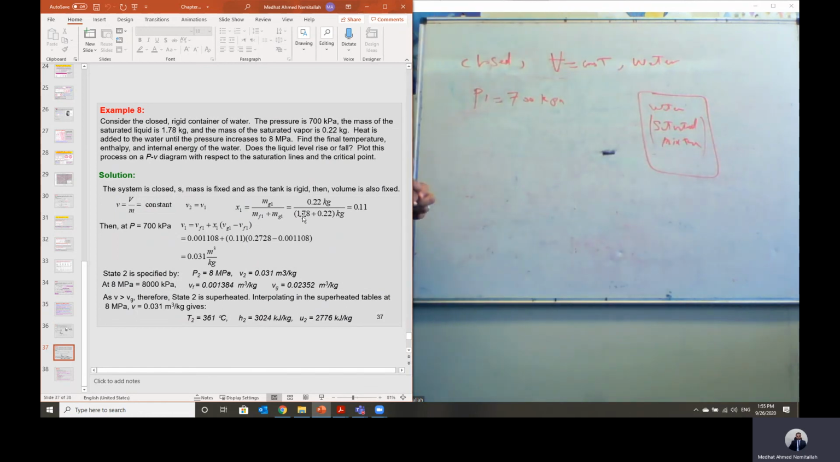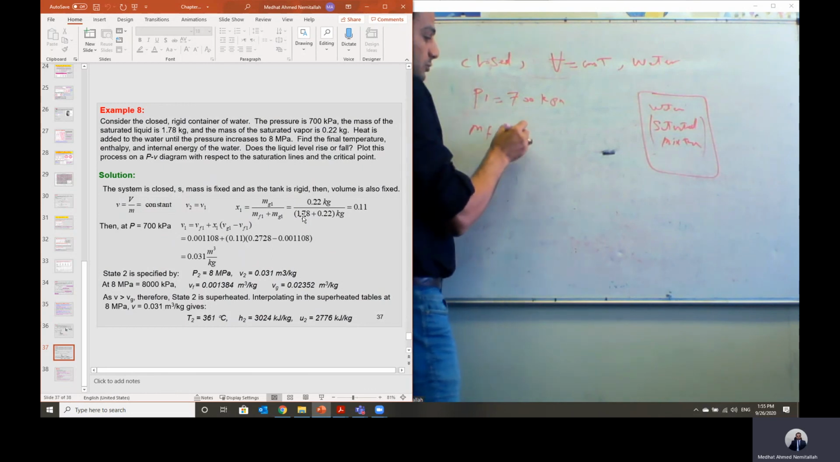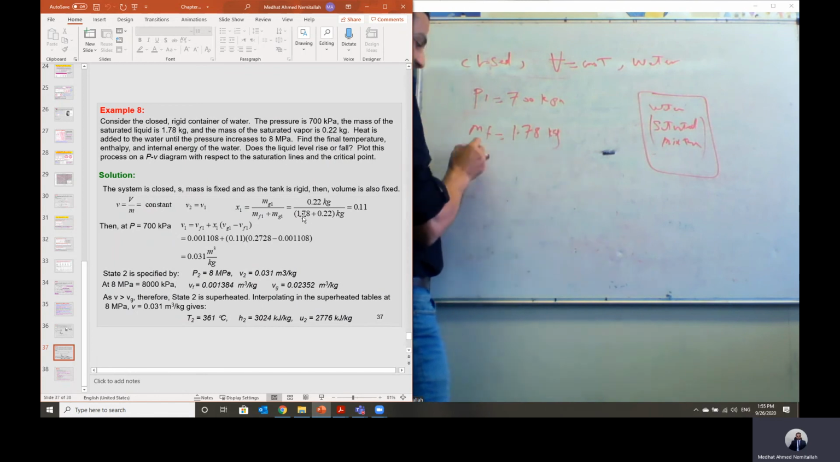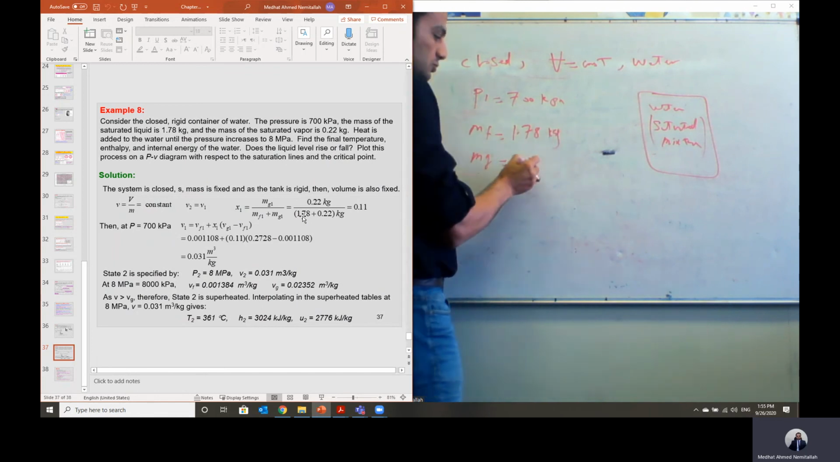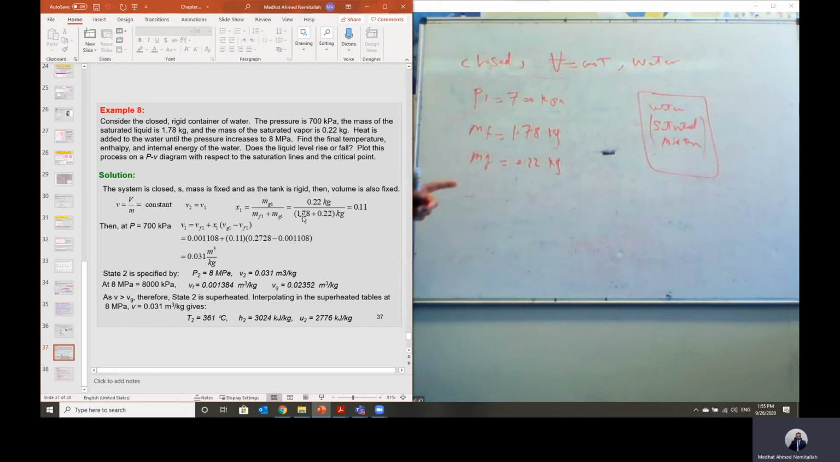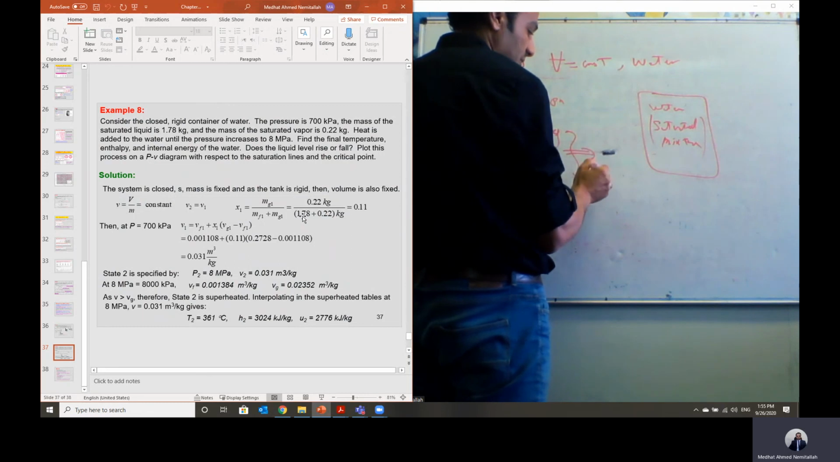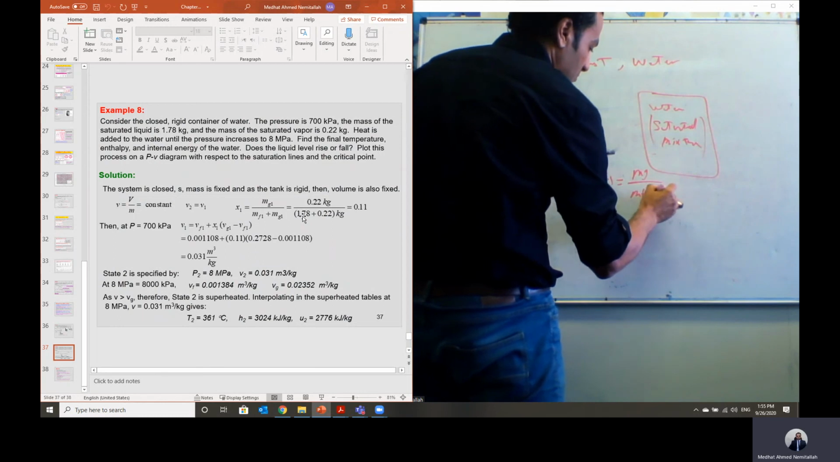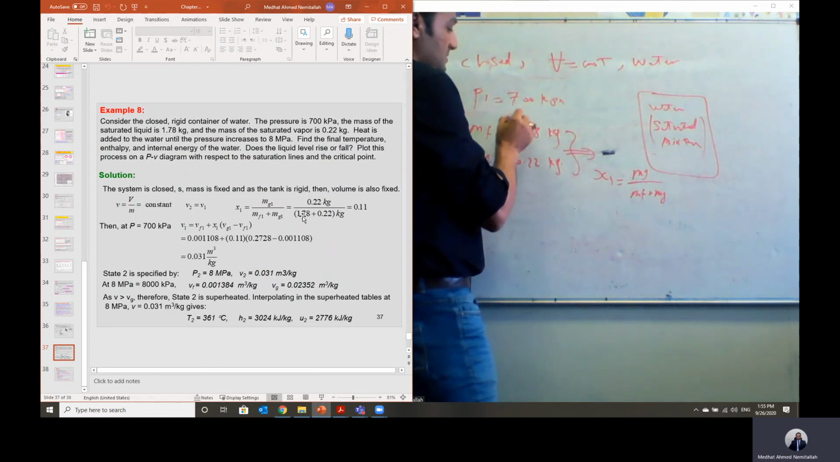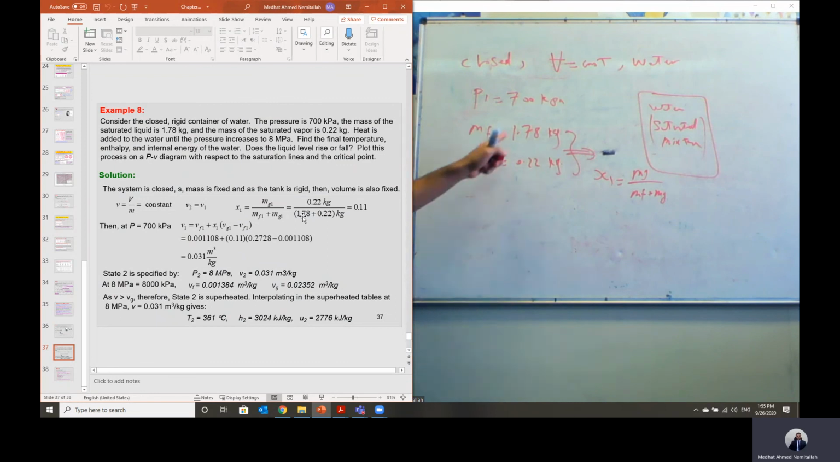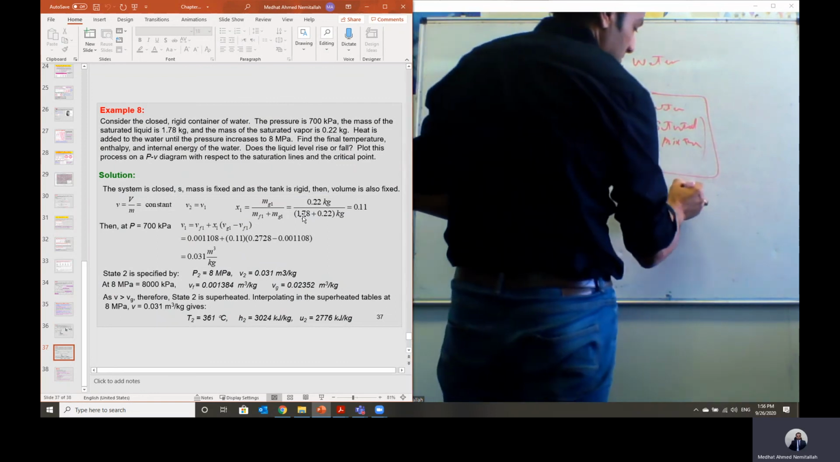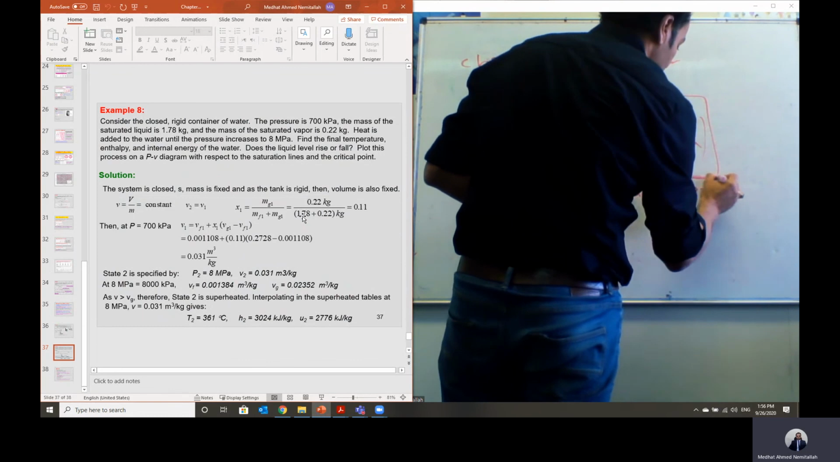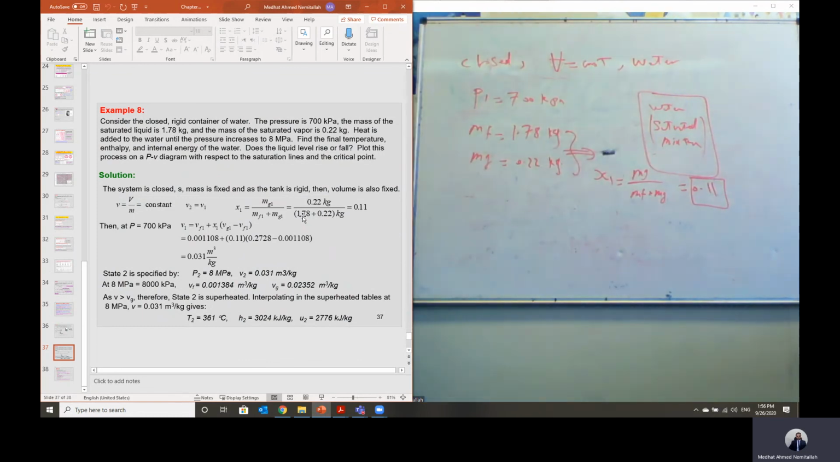They give you the mass of the saturated liquid, m_f, which is equal to 1.78 kilogram. And the mass of saturated vapor is given as 0.22 kilogram. Can we calculate something based on mass of fluid and mass of gas? In this case, we can calculate the quality of the mixture. X1 equals mass of gas divided by mass of fluid plus mass of gas. Mass of gas is 0.22, mass of fluid is 1.78. If you calculate this, the value of the quality X1 will equal 0.11.